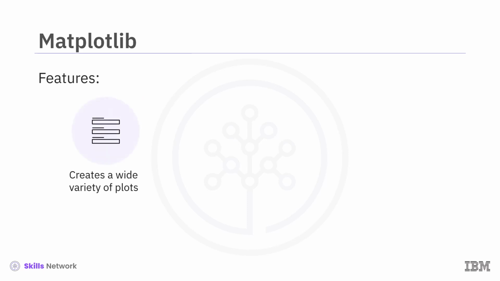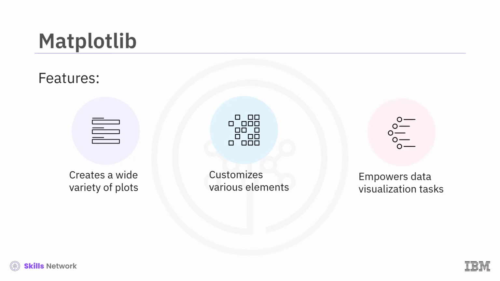You can create line plots, scatter plots, bar charts, histograms, pie charts, box plots, and heat maps, to name a few. Matplotlib also allows you to customize colors, line styles, marker styles, axis labels, titles, legends, and so on. Matplotlib's versatility, customization options, integration capabilities, and community support make it a powerful and reliable choice for data visualization tasks in Python.